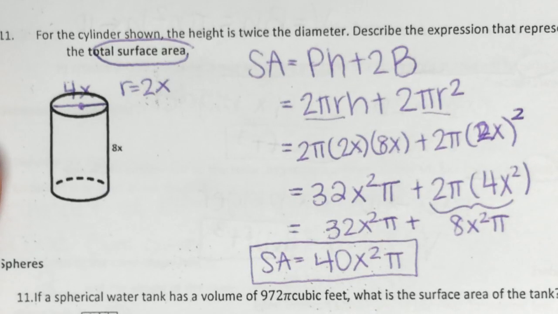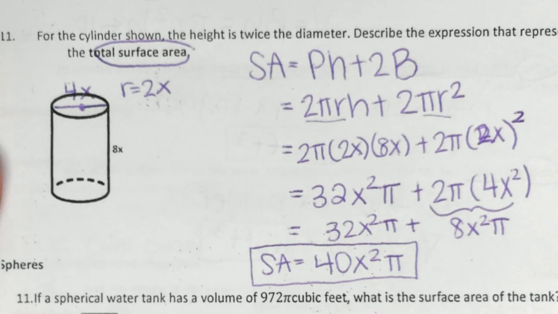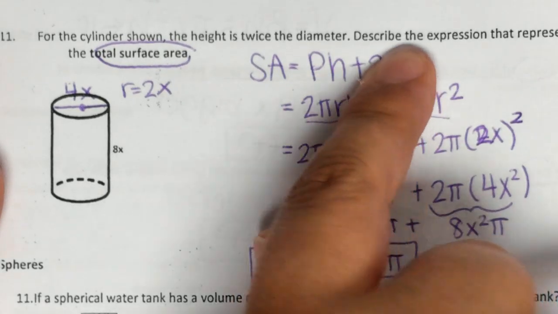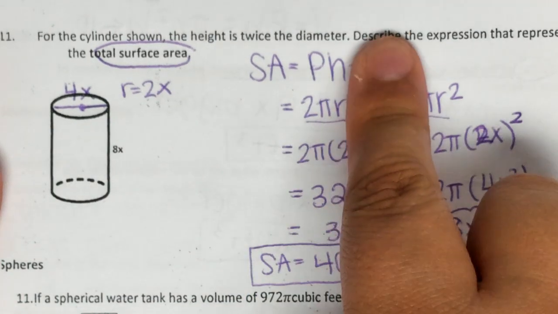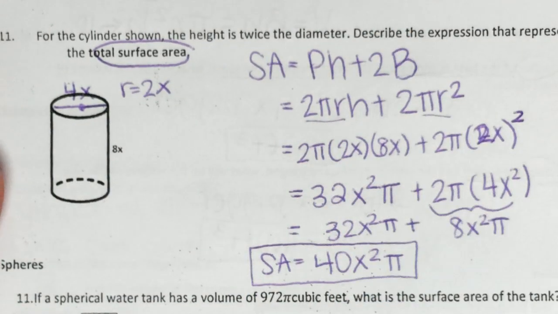PH plus 2B. Cylinders and prisms. What if I just want lateral? Just the PH, not the bases. Lateral is no bases, total surface area includes bases.